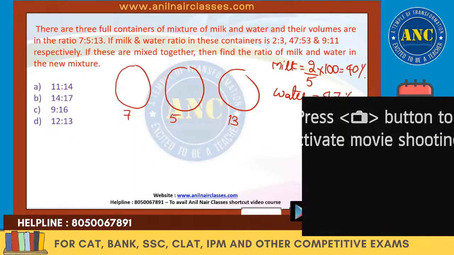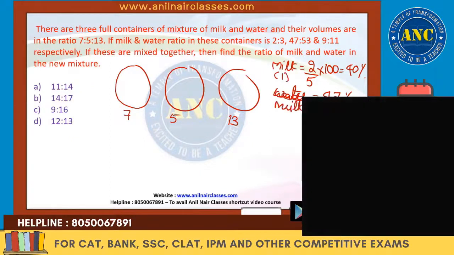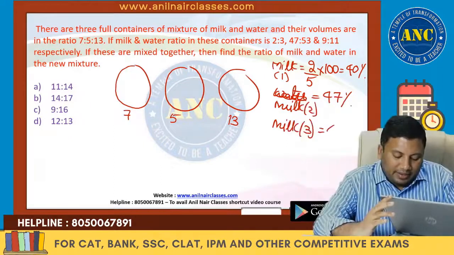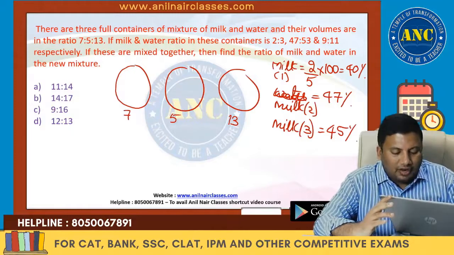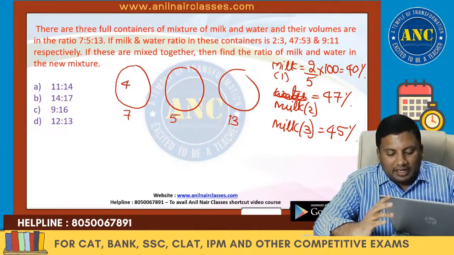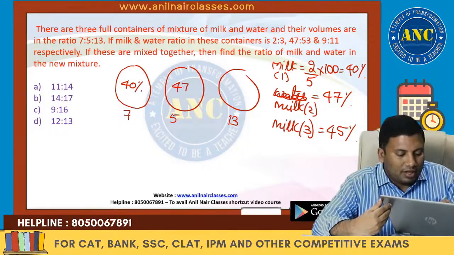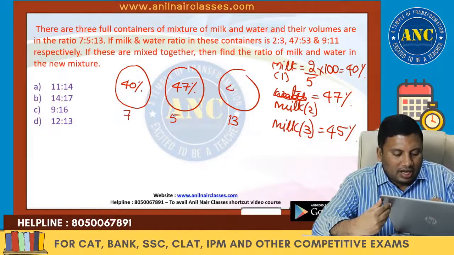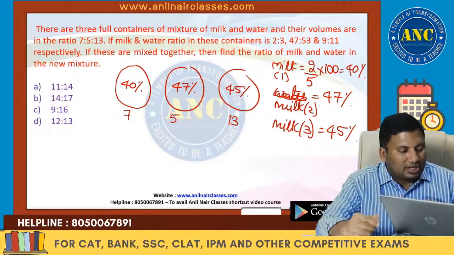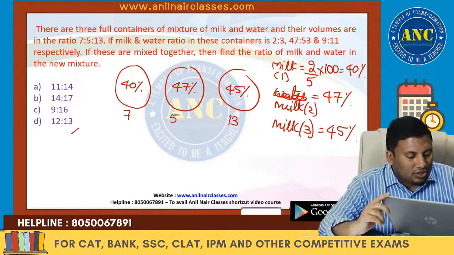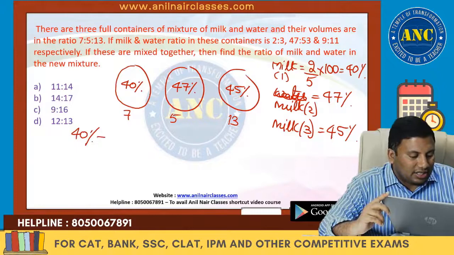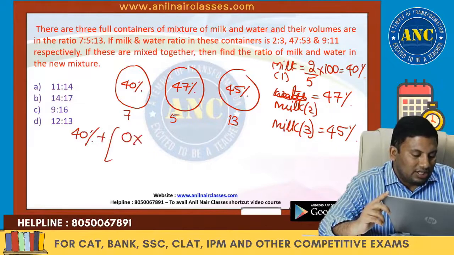Water is... 47%. And third one also, milk in container 1, milk in container 2, milk in container 3 is 9 by 20, which is 45%. Milk I will take; total 100 minus milk I will get water. 40%, 47% and 45%. So average, if I take 40%, 40, it is 0 into 7.